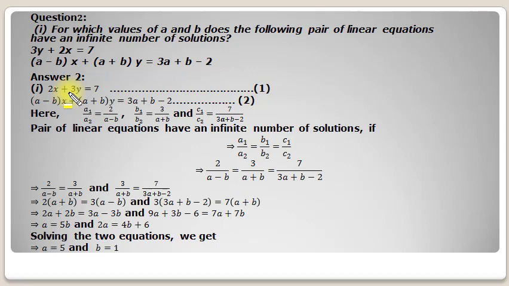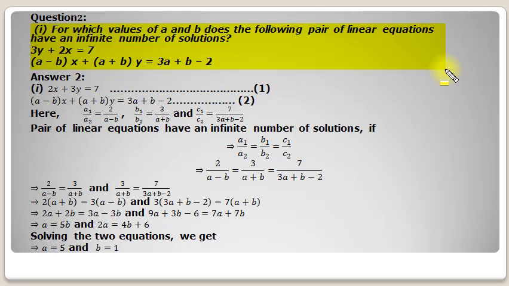Question number 2 of this exercise. There are 2 sub questions in question number 2. The first sub question is: for which values of a does the following pair of linear equations have an infinite number of solutions? The given equations are 3y plus 2x equals 7, and the second equation is (a minus b) into x plus (a plus b) into y equals 3a plus b minus 2.